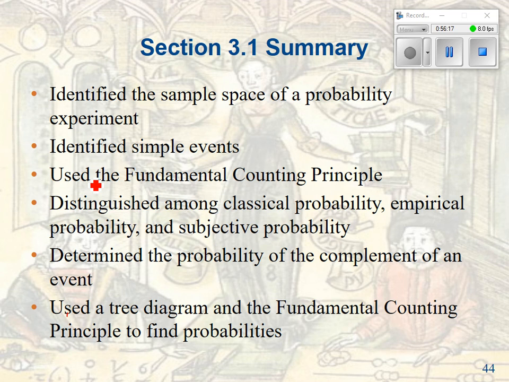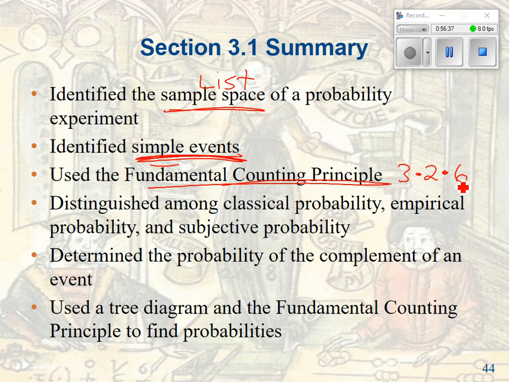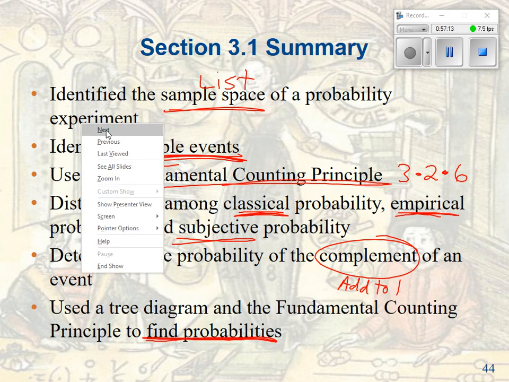So be able to identify sample spaces, make sure you can make that list. Identify simple events. Remember, that's just an event where there's only one possible thing that could occur. Fundamental counting principle, that's where you're multiplying like 3 times 2 times 6 or whatever, when you have more than one thing occurring. Distinguish between classical, which is theoretical, empirical, or subjective probabilities. Determine the probability of the complement of an event. Remember, the complement and the event always add up to 1. And be able to use a tree diagram and the fundamental counting principle to find probabilities like we were just doing there at the end. That's your assignment.